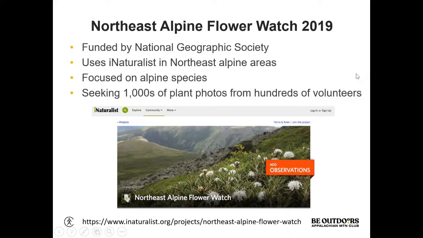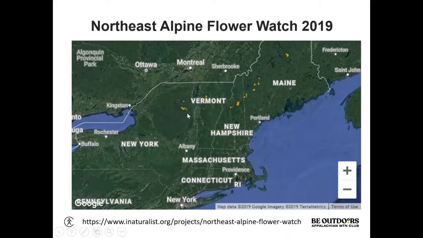So again, this project was funded by the National Geographic Society and also the Toomey Foundation. We're going to use iNaturalist. We're going to focus on alpine species in this particular project, and we're seeking thousands of plant photos from hundreds of volunteers across the Northeast area. Here's a map of the different regions. These are the tops of mountains, obviously, the alpine regions, but they're very important regions to us, even though they look small here.